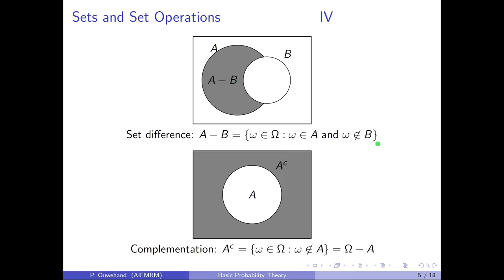We also define the operation of complementation. A complement is the set of all omega belonging to capital Omega, where little omega does not belong to A. In other words, it's the same as the set difference capital Omega minus A. Everything which is in omega, but not in A.